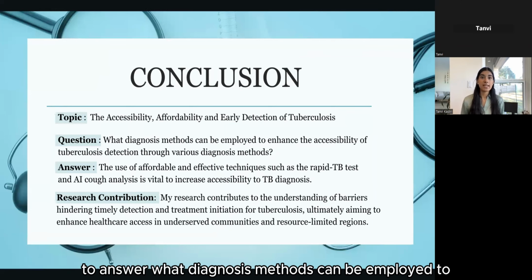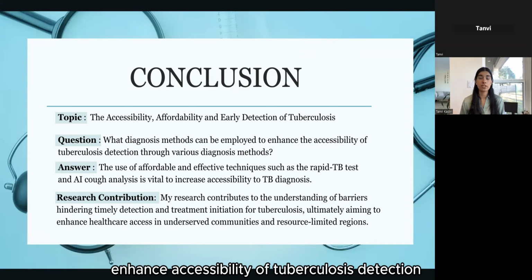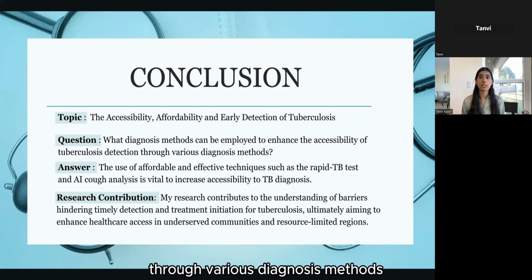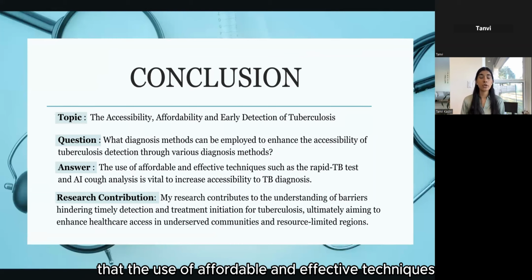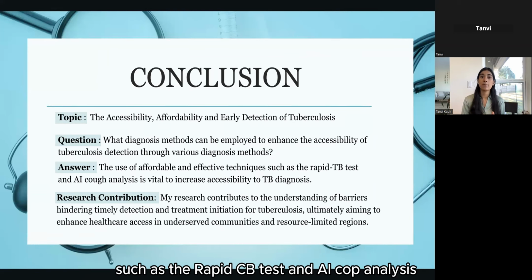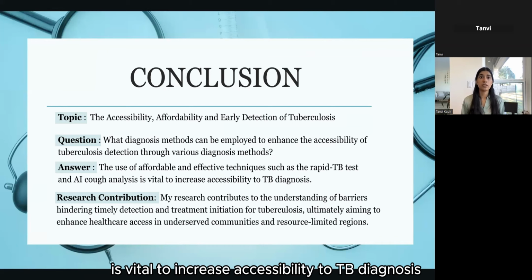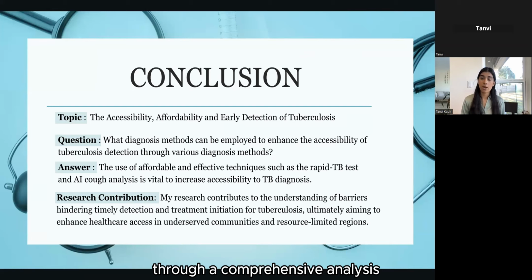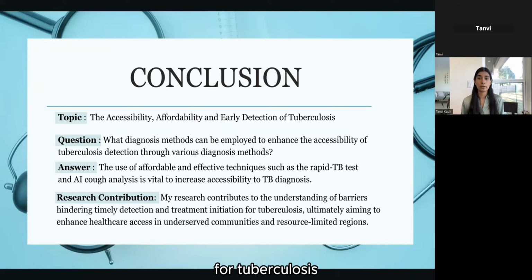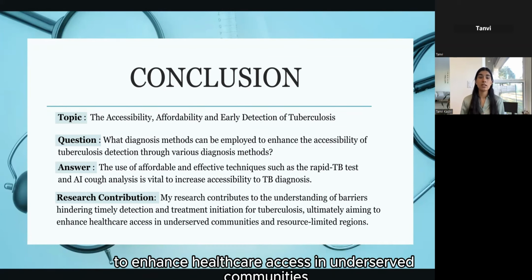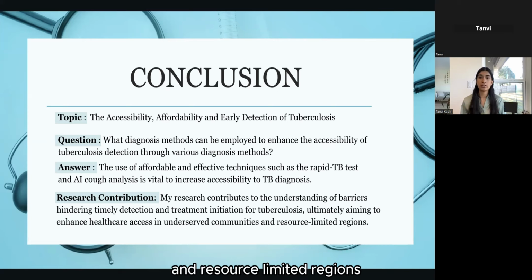In conclusion, to answer what diagnosis methods can be employed to enhance the accessibility of tuberculosis detection through various diagnosis methods, I concluded that the use of affordable and effective techniques such as the rapid TB test and AI cough analysis is vital to increase accessibility to TB diagnosis. Through a comprehensive analysis, my research contributes to the understanding of barriers hindering timely detection and treatment initiation for tuberculosis, ultimately aiming to enhance healthcare access in underserved communities and resource-limited regions.